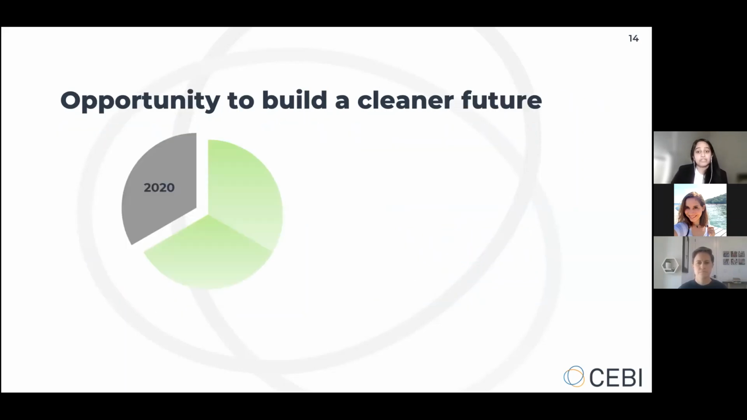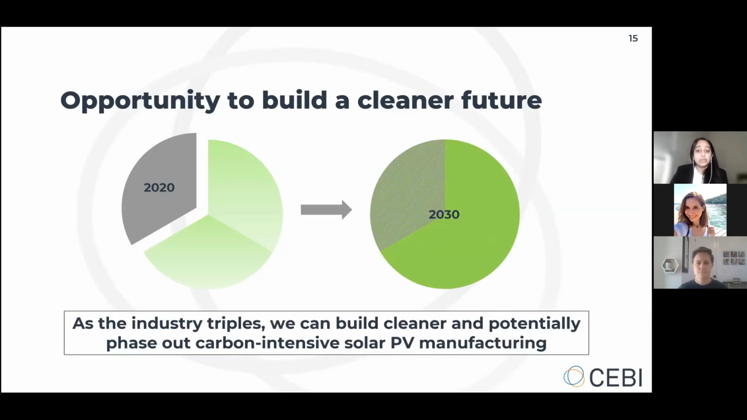However, as I mentioned earlier, the solar PV market we see before us right now is merely 1/3 of what's projected to exist by the end of this decade. As the industry triples, we have the opportunity to build that other 2/3 in a cleaner way and potentially phase out carbon-intensive manufacturing. To meet this opportunity, we have to start now and raise the industry standard for the procurement of solar PV by establishing low carbon solar as the new market norm.